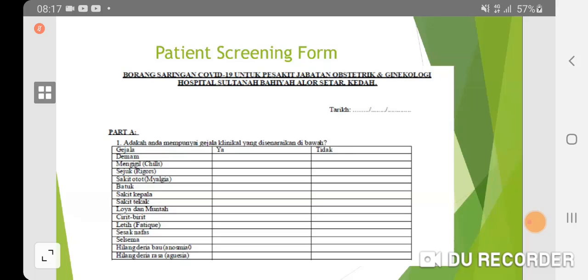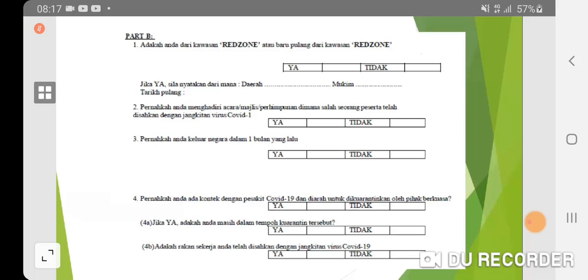Okay, this screening form is divided into two parts. Part A covers the clinical symptoms that I presented to you earlier. And this is part B, where I want to emphasize the red zone: patient from the red zone or patient who just came back from the red zone.